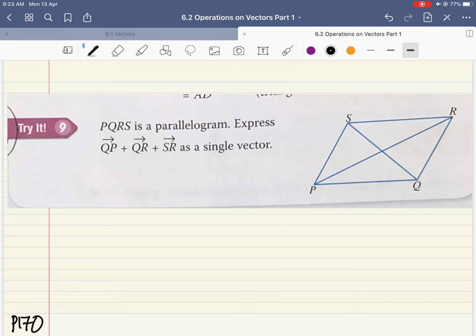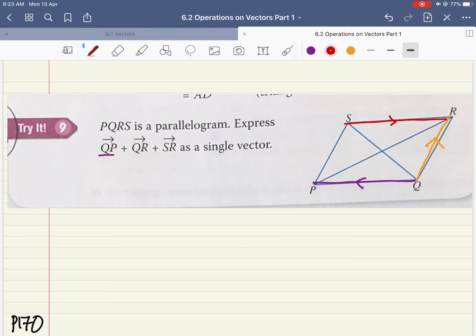I'm now moving on to page 170 of Try It 9. So what they want is vector QP. I'll use different colors here. Vector QP, I'll use purple. So vector QP is here. Vector QR, let me use orange. Vector QR is down here. And vector SR, let me use red for vector SR. Vector SR is like this.